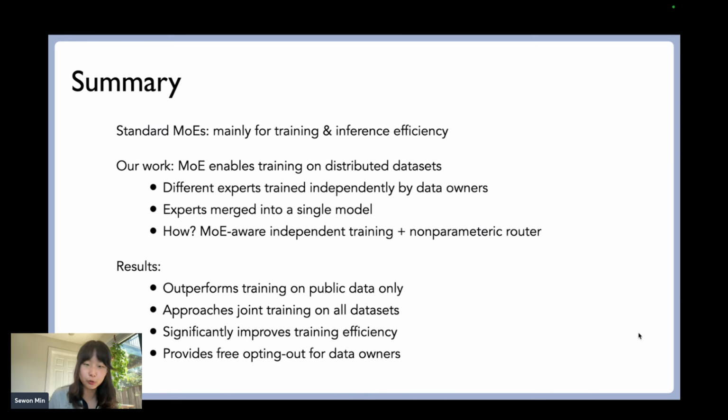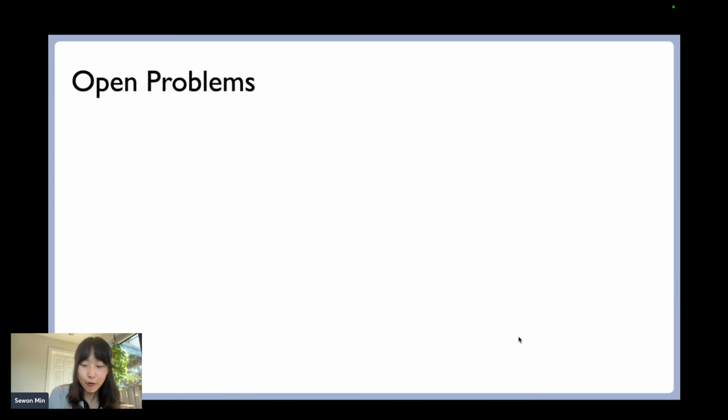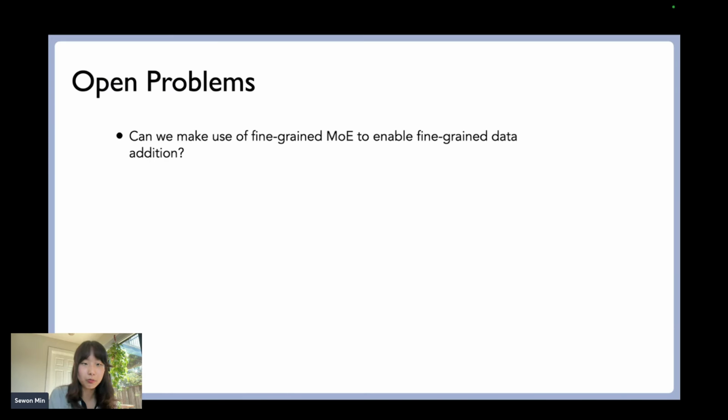We are also approaching joint training on all data sets, which is the unrestricted MoE. I didn't mention it so much earlier, but it also significantly improves training efficiency, because each expert's training is now modular. So you don't need to do joint training over the whole mixture of experts, which is typically very expensive. It also provides free opting out for data owners, as well as easy addition if you want to add new data. I also wanted to mention a few limitations of our current FlexOlmo, as well as some open problems.